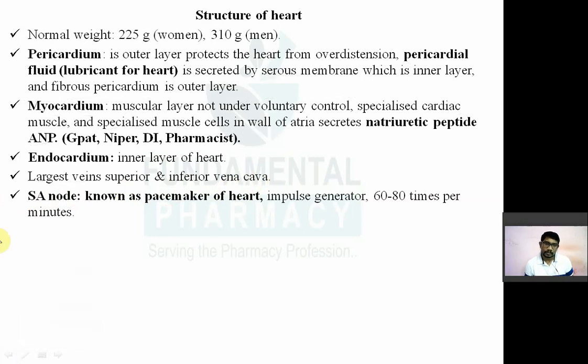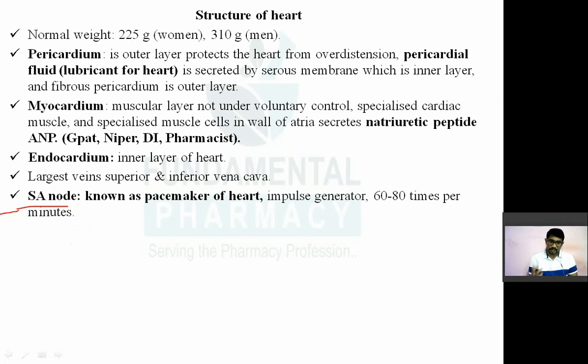Now next is the SA node, or sinoatrial node. It is nothing but the pacemaker of the heart. Whatever impulse is generated is generated by the pacemaker. Your heart is beating around 72 beats per minute, and that rate depends upon the SA node.